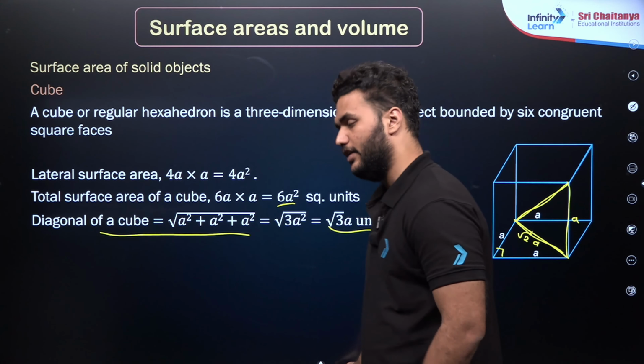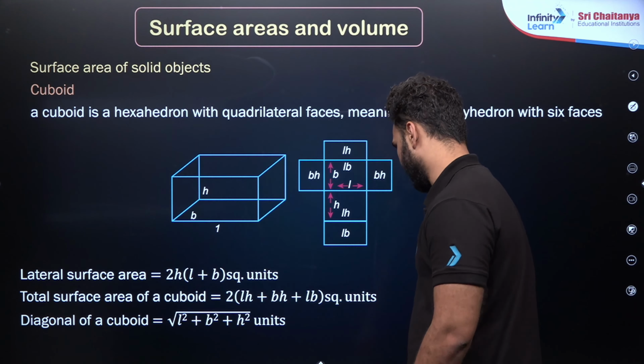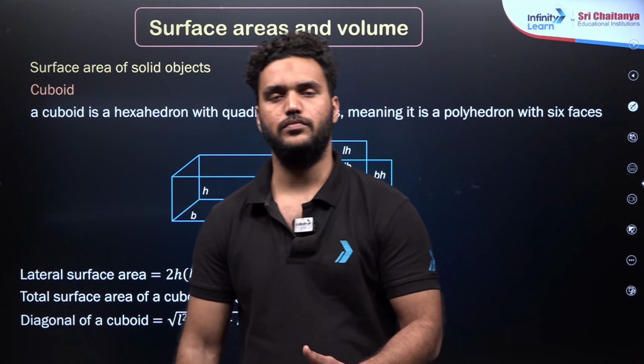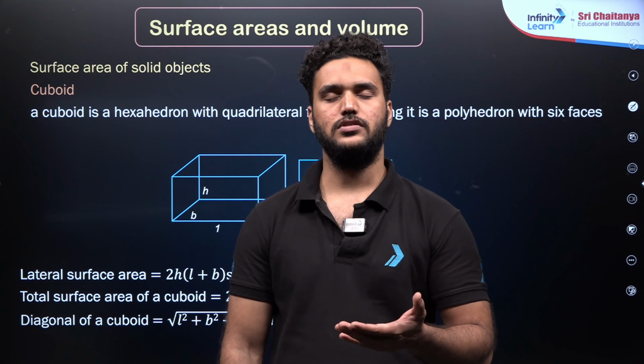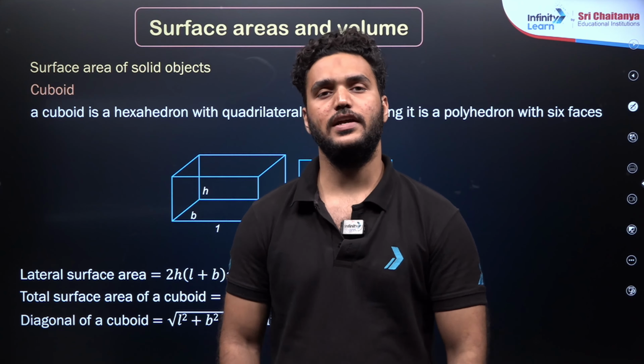So that's how you can find the diagonal of a cube. Let's go for next, cuboid. Previously we had a cube, all the walls of which were squares. But sir, instead of squares, we take rectangles.